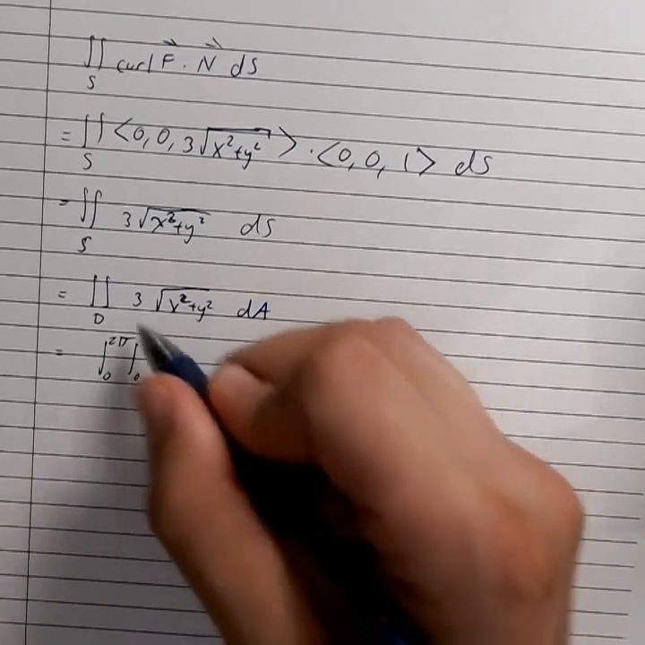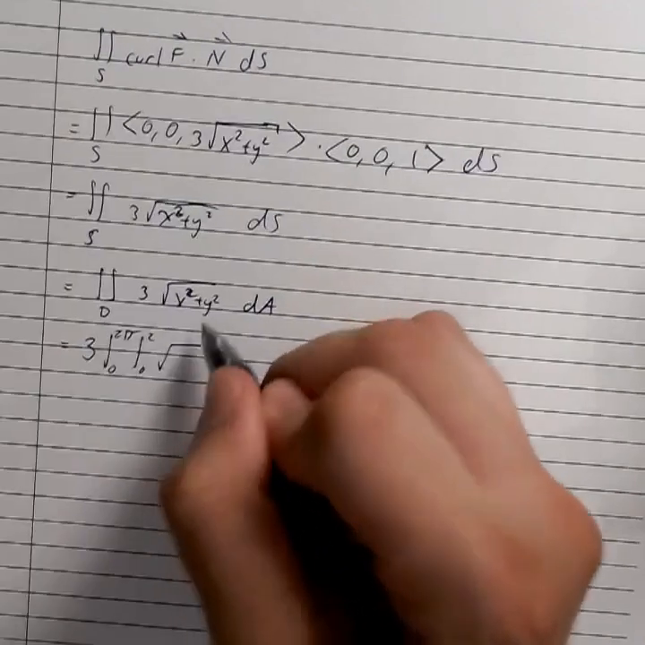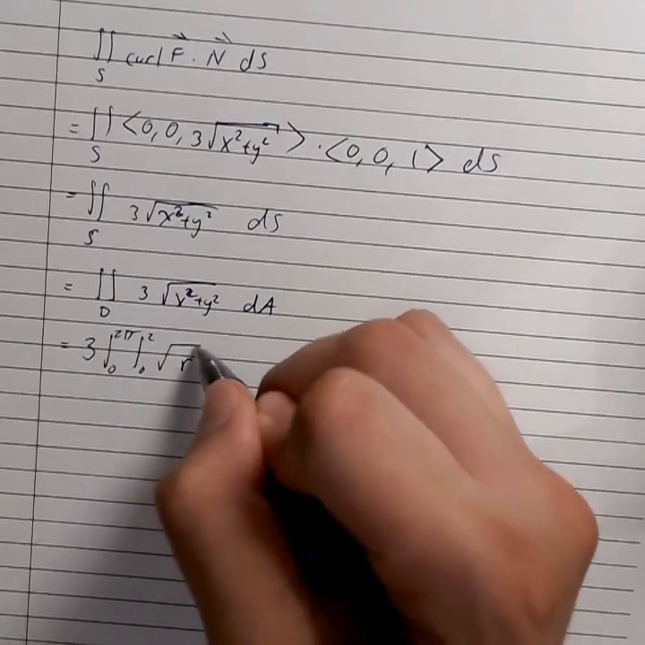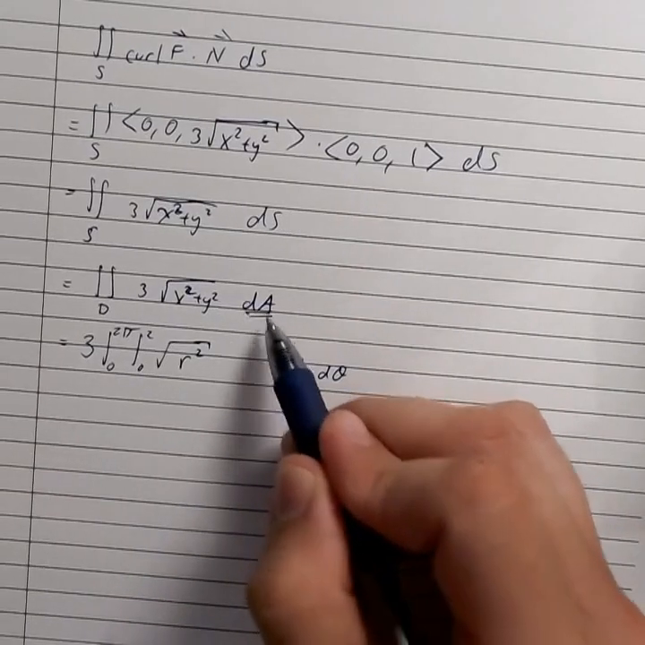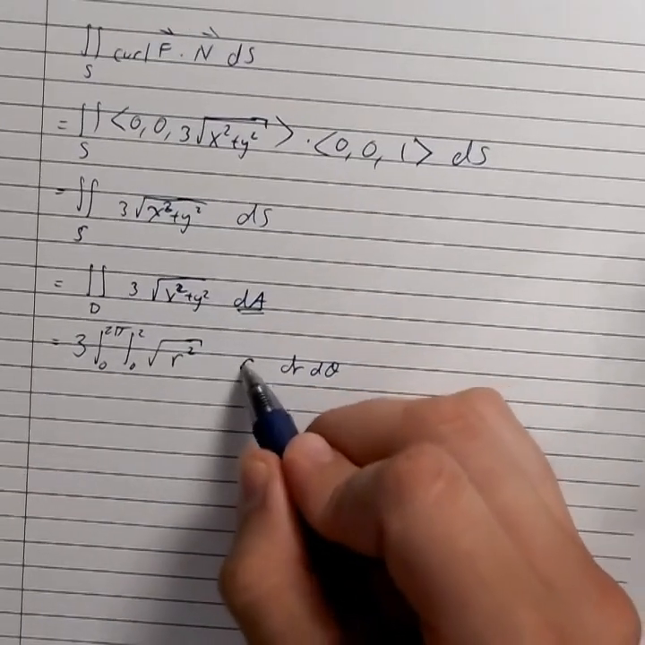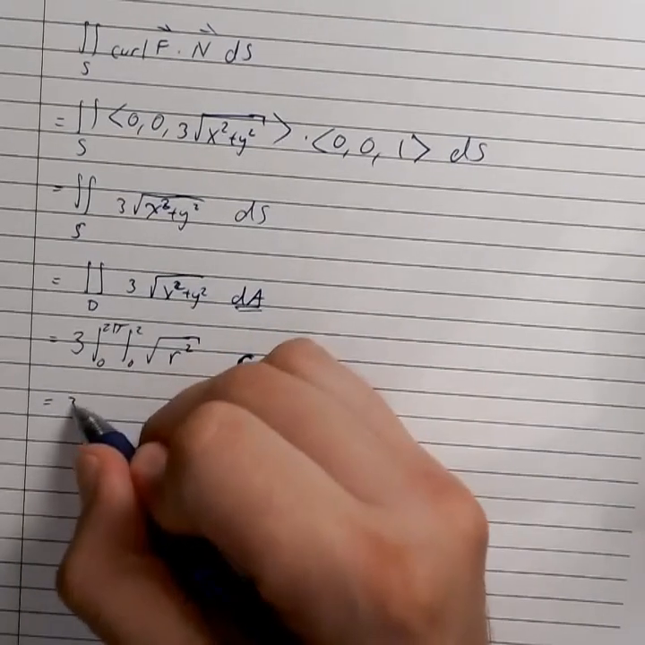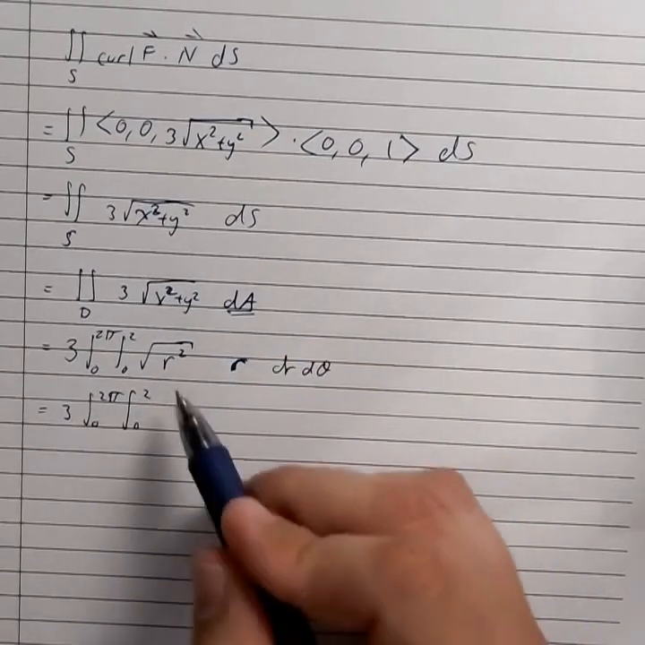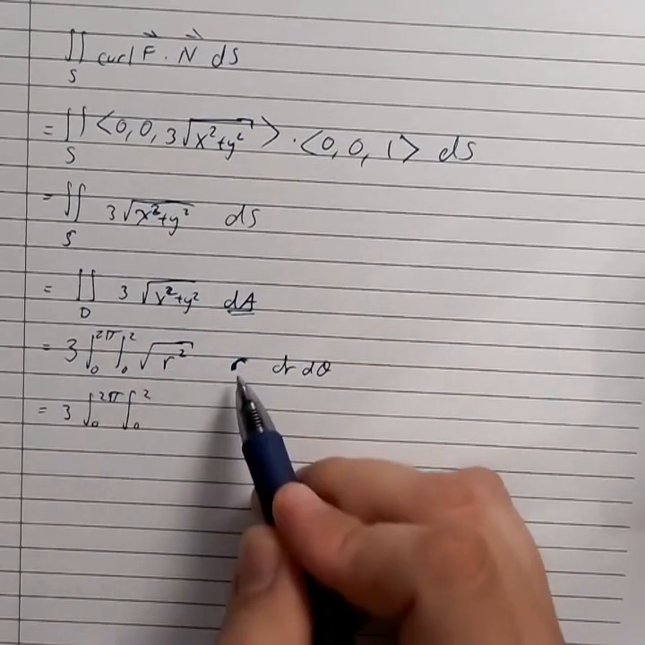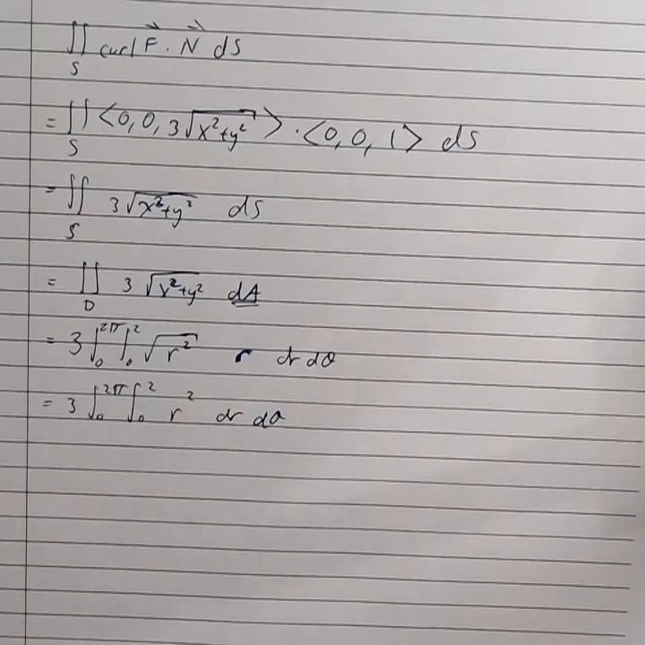Here that's going to be a 3, which let me kick to the outside. There's a 3 out here. Square root of x squared plus y squared is the same as the square root of r squared. And don't forget, whenever you're changing from rectangular to polar, there is an extra factor of r. So here that's going to be 3 times the integral from 0 to 2 pi of the integral from 0 to 2 of r times another r, which is r squared, dr d theta.